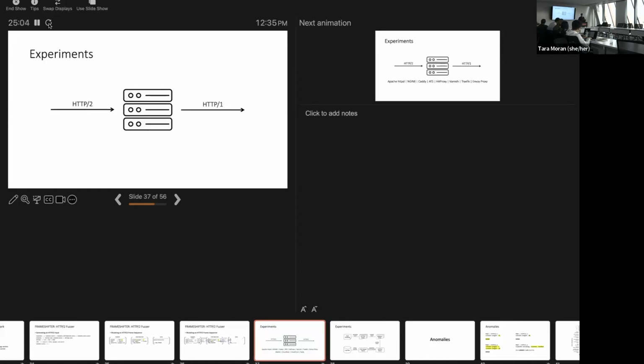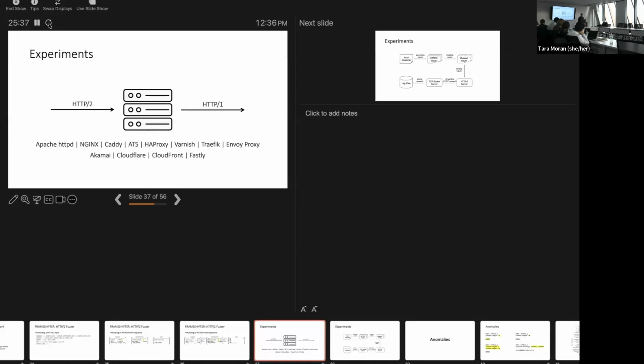HTTP2 is sent to the target server that we actually set up. We make it convert things to HTTP1. We do this for a bunch of popular technologies like Apache, Nginx, Caddy, ATS, HAProxy, Varnish, etc. All of these are very popular tools, proxies that are actually being used in practice. People use them, companies use them as well. So the idea was, let's do this for all of these technologies, generate inputs, and see what we actually get. Akamai, Cloudflare, etc. are companies that we tested as well.